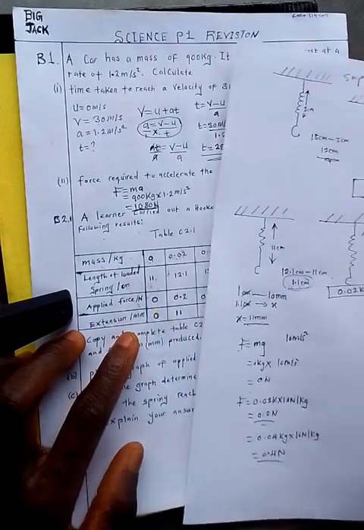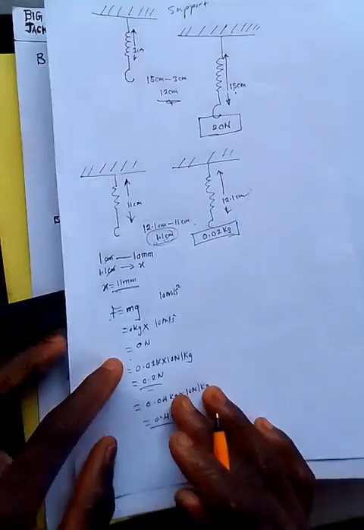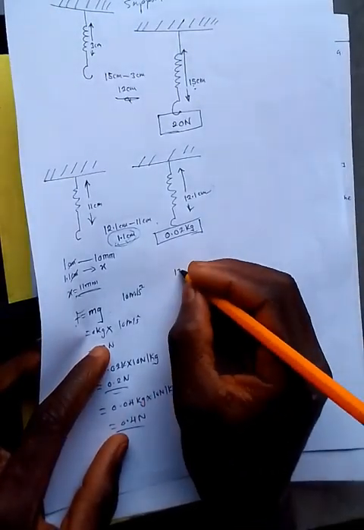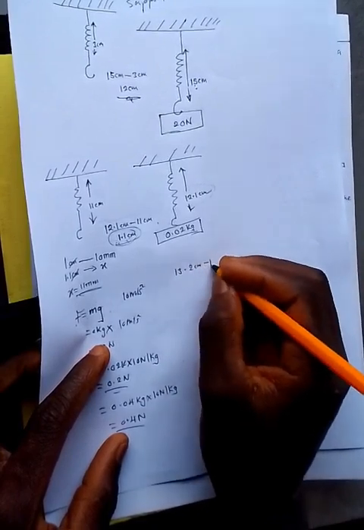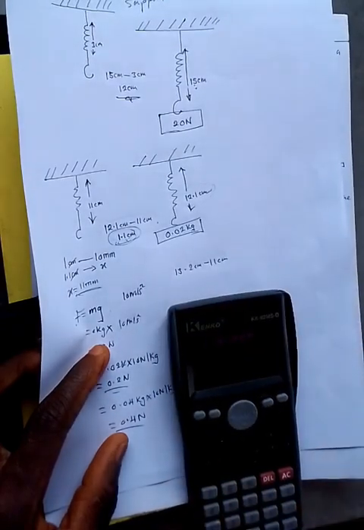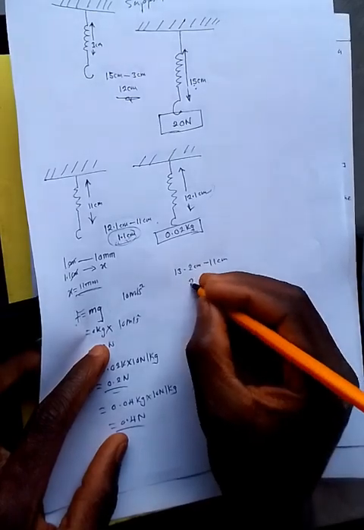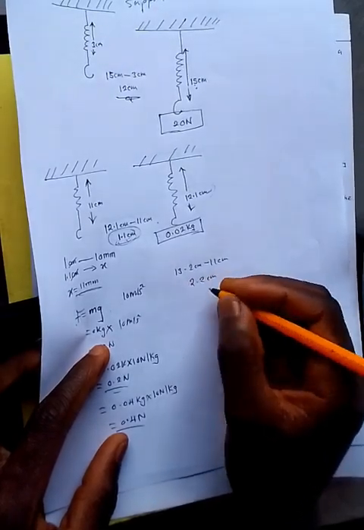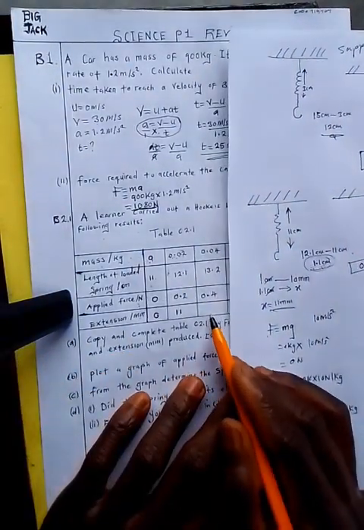So when you're answering this question, there is no need of you showing these things here. I'm just explaining so that you understand what I'm talking about. So we have 13.2 centimeters minus 11 centimeters. Okay, so we have 13.2 minus 11. Then the answer is going to be 2.2 centimeters. Now they are asking us to find the extension in millimeters.